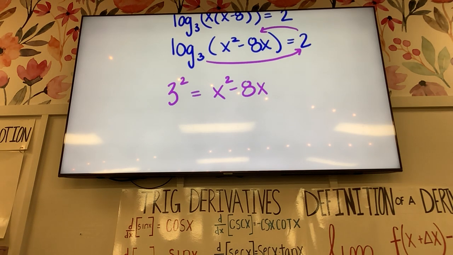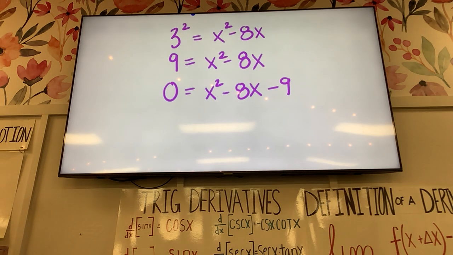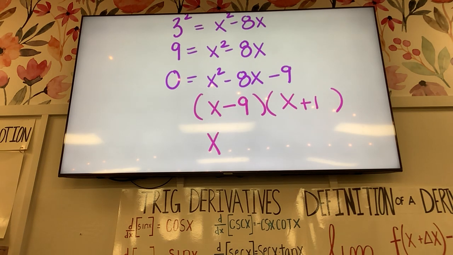All right, what is 3 squared? 9. Yep. So now it's a quadratic, and to solve a quadratic, you've got to move everything to one side. All right, and with quadratics, we are going to try to factor them. What multiplies to give you negative 9, but adds to give you negative 8? Negative 9 and 1. And so then when you solve those, you get positive 9 and negative 1.